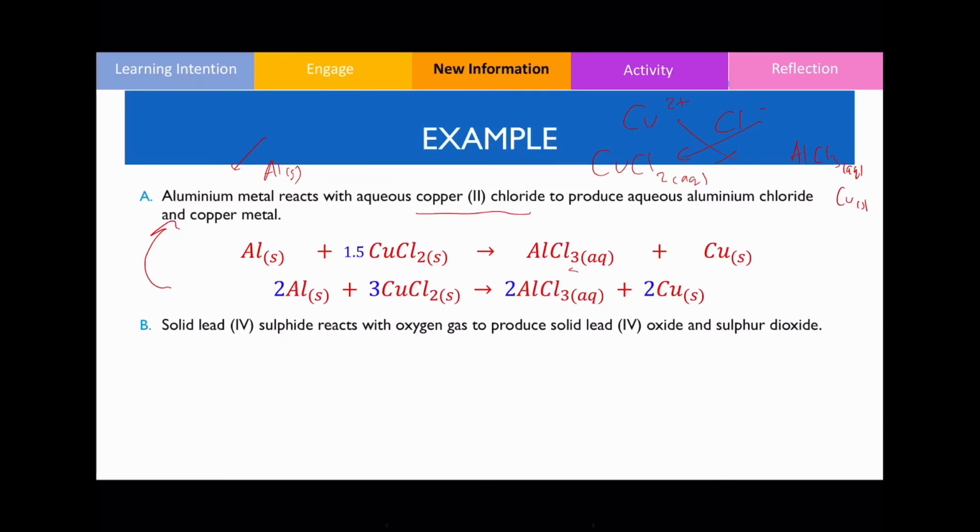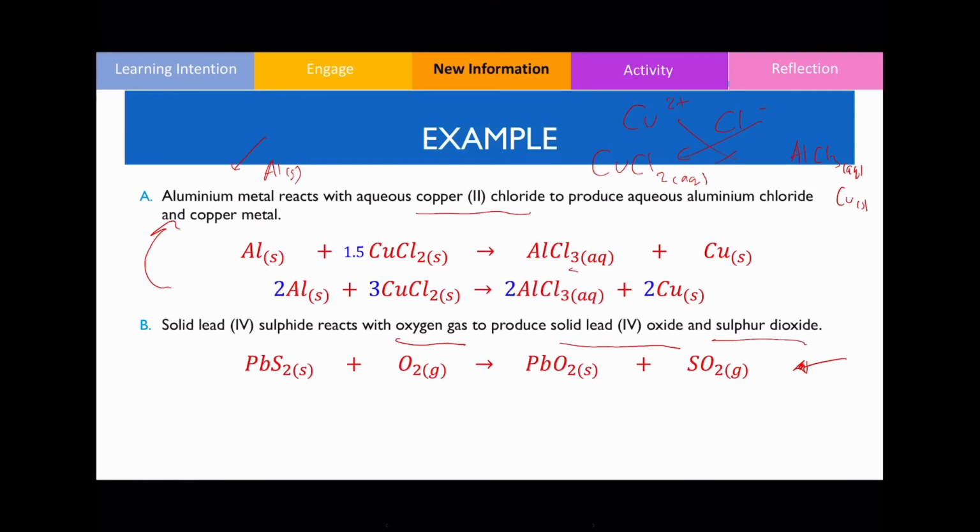For my second example, it reads solid lead(IV) sulfide, so that's in the solid state, reacts with oxygen gas, so gaseous state, to produce solid lead(IV) oxide, so that's going to be solid state, and in this case, sulfur dioxide, that's a molecule only containing nonmetals, so that's going to be in the gaseous state. So if you're going to write it, this is what your unbalanced chemical equation should look like, and therefore we just need to start balancing it.